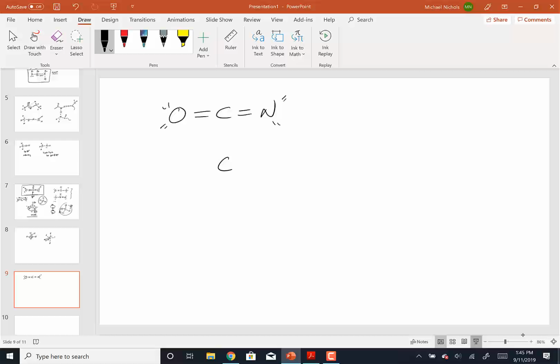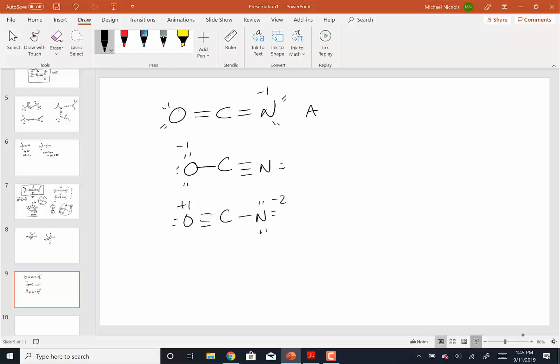There was OCN resonance structure number 1. Here is OCN resonance structure number 2. Here is OCN resonance structure number 3. If I remember correctly, this is -1, that's -1, this is -2, and that's +1. So there were our 3 structures that we developed on Monday.